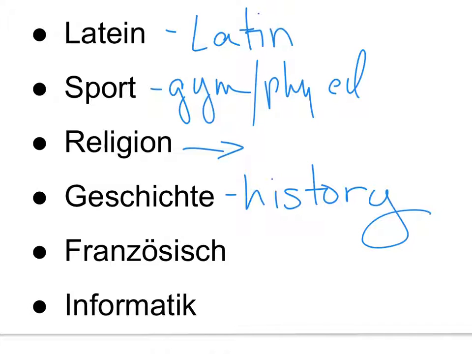Next one is probably the hardest one of all of them to spell. Okay. All right, try that one. Französisch. French.